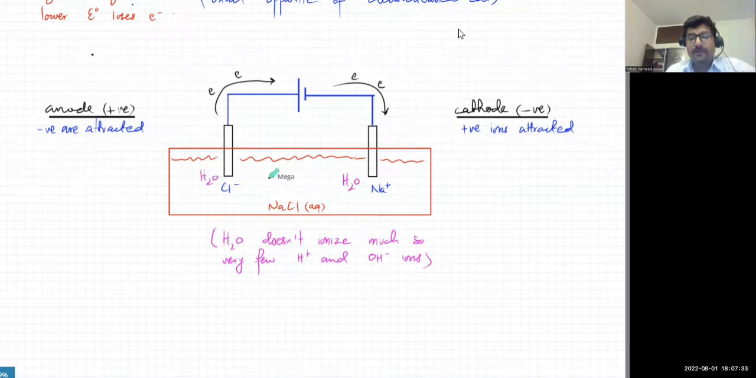Anode, cathode, both. Now what's going to happen over here is that the electrons are coming in from the battery. Somebody is going to gain those electrons. So it's either going to be Na+1, or it's going to be water that's going to gain electrons. So what happens at the cathode? It's reduction. Only reduction happens. You can't have oxidation.